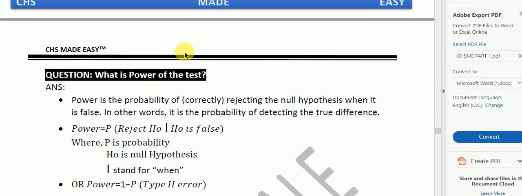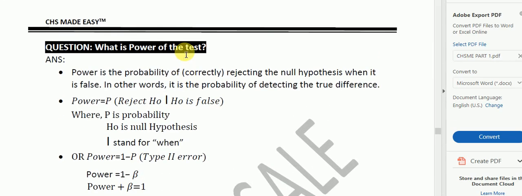Okay, so then we have these two things, power of the test. So power basically is denoted by this formula. So power is 1 minus beta. So beta is the probability of type 2 error. So let's see how we'll work this one out.